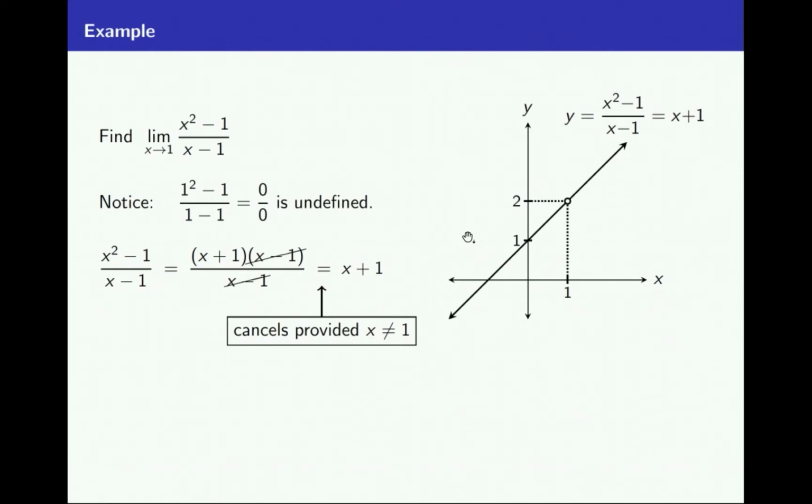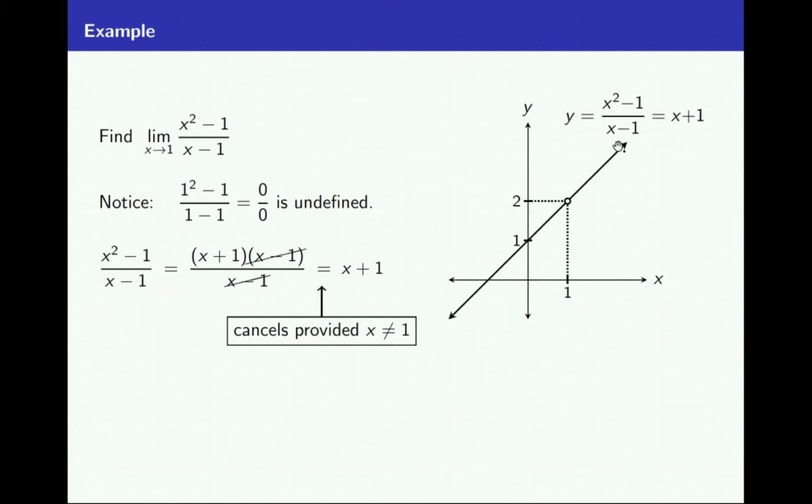So let's graph the function, and then we can talk about what its limit is as x approaches 1. If you graph the function x squared minus 1 over x minus 1, that just simplifies to x plus 1, as we indicated here. And x plus 1 is an easy function to graph. That's a straight line, slope 1, y-intercept 1. So it looks like this.